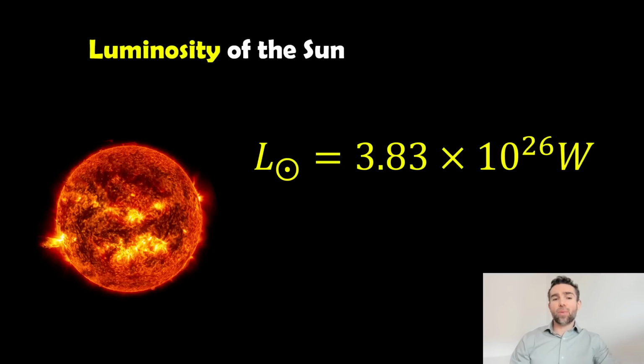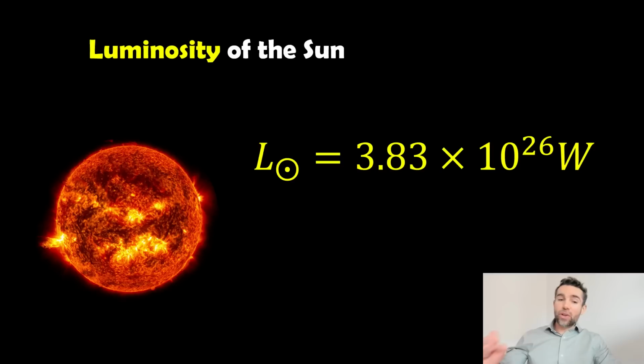Now, the starting point typically is the luminosity of the sun. Like lots of astrophysics and astronomy, we use local reference points for units, because if you look at the actual luminosity of the sun, it's a big number. It's 3.83 times 10 to the 26 watts. That's a huge number, but that is the luminosity of the sun in watts.